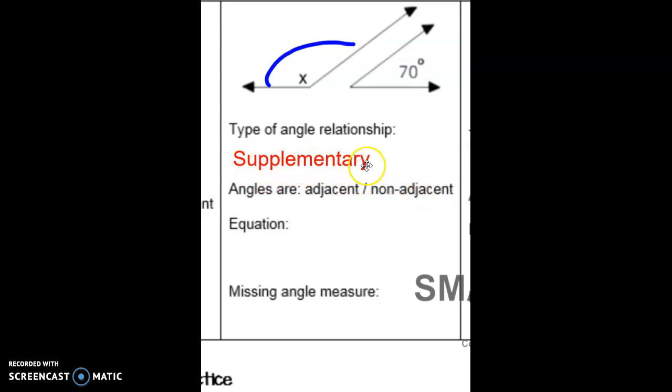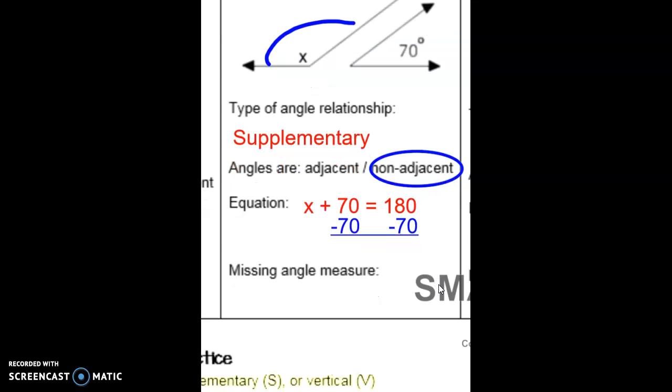We know supplementary angles add up to a total of 180. Because these angles are not touching, they are non-adjacent. The equation to solve for our missing angle: we have the missing angle and 70 plus 70 equals 180. We would then solve for x using inverse operations. So the inverse of adding 70 is to subtract 70.